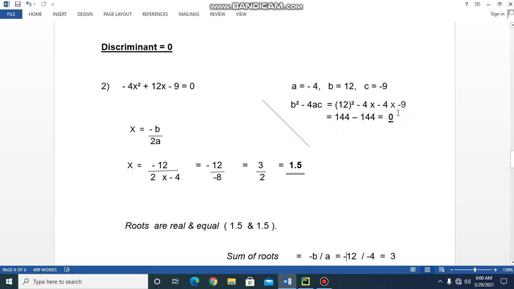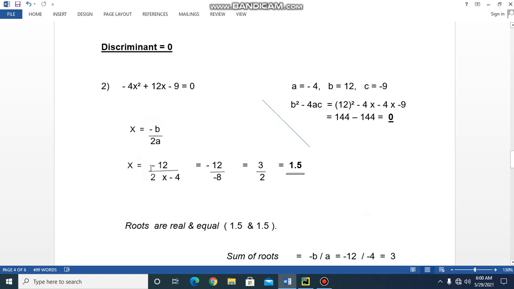So when the discriminant is 0, the roots are equal and real. So when we assign the value 0 to b square minus 4ac, root b square minus 4ac, the formula is reduced to minus b upon 2a.